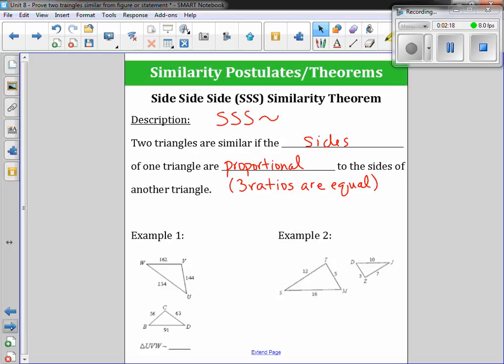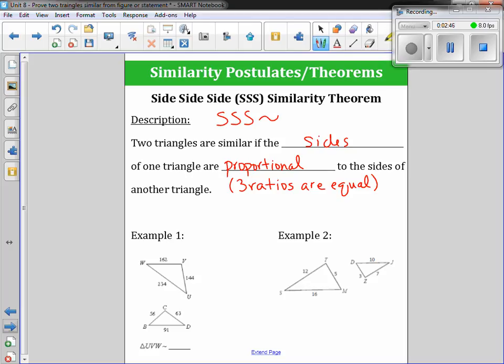The second type of similarity is side, side, side. This is where the sides of one triangle are proportional to the sides of another triangle. I need to show that all three ratios are equal. That means I need to find the ratios in all triangles. So in my first triangle, I am going to compare my big side with my big side, my medium side with my medium side, and my small side with my small side.